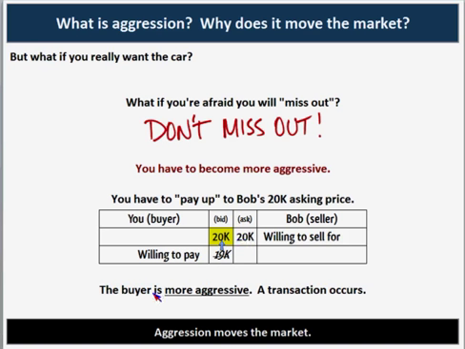In other words, you as the buyer are more aggressive. And because you were more aggressive, you were willing to step up, a transaction occurred, the market for this particular car moved. You were more aggressive, a transaction occurred.